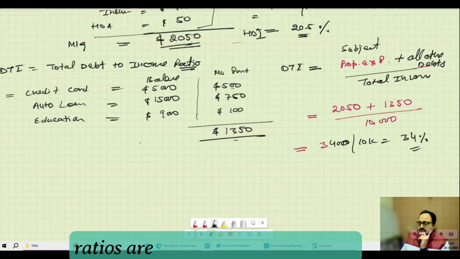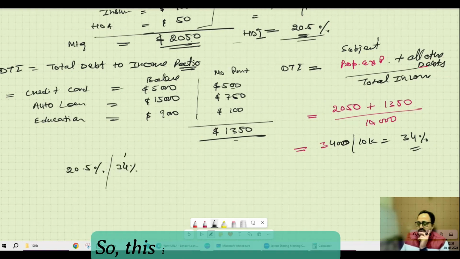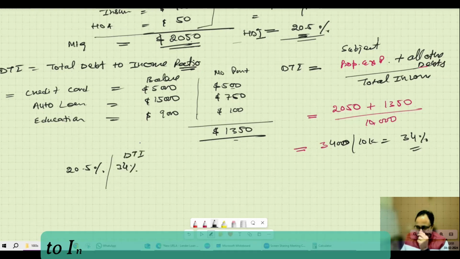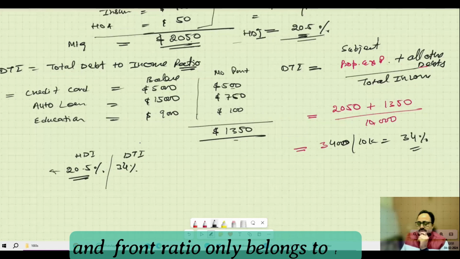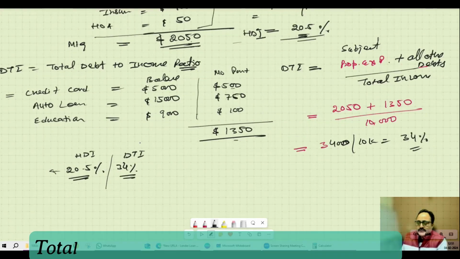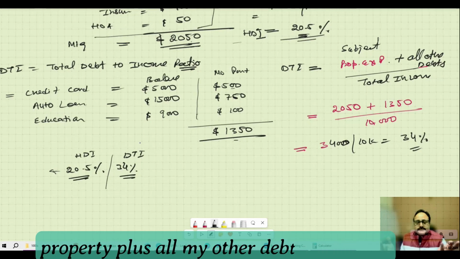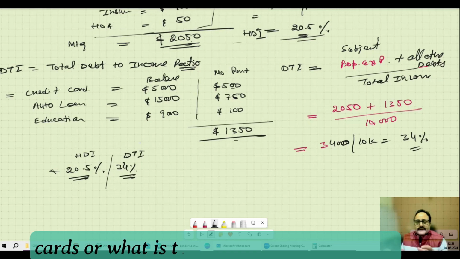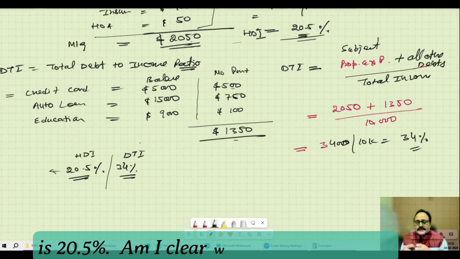Our ratios are going to be like this. HDI 20.5% and DTI 34%. So this is our DTI, total debt to income ratio, and this is our front ratio, which only belongs to the property. And the DTI is total debt to income, meaning all the debt: property plus all my other debts, my credit card and so on. It's 34% compared to mine, and when it comes to only housing, it is 20.5%. Am I clear with this?